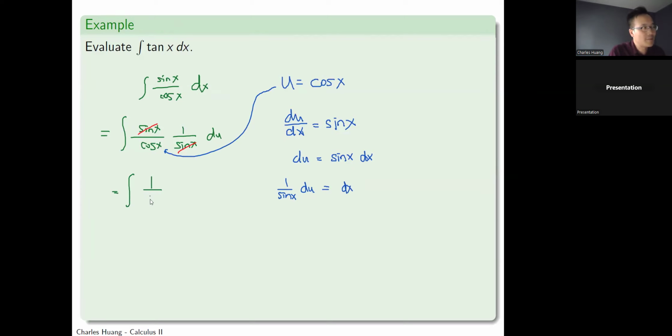This gives me 1 over u. Don't forget the 1 over. This is still in the denominator, u. The antiderivative of 1 over u is natural log, so this is natural log, absolute value of u, plus c. And then, of course, u is cos x. So I'm going to do natural log of cosine x plus c. Okay, we're going to substitute it back.